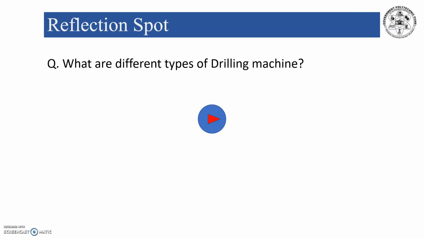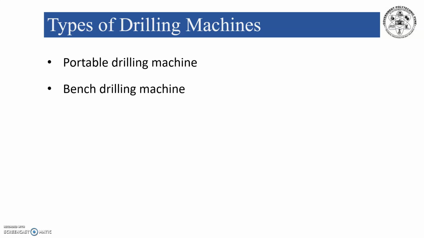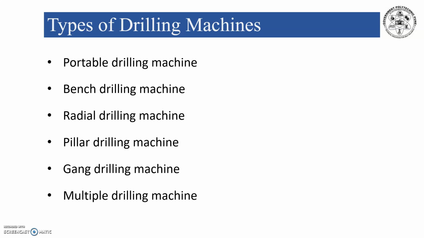Now there are different types of this drilling machine. Think about what kinds of different machines you know, and write that down in your notebook. See, the different types of drilling machines are: first one is the portable drilling machine, bench drilling machine, radial drilling machine, pillar drilling machine, gang drilling machine, and multiple drilling machines.